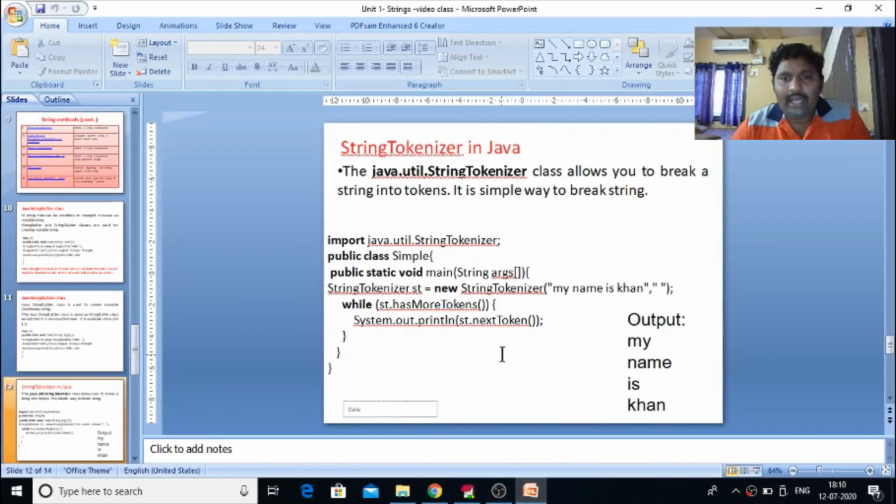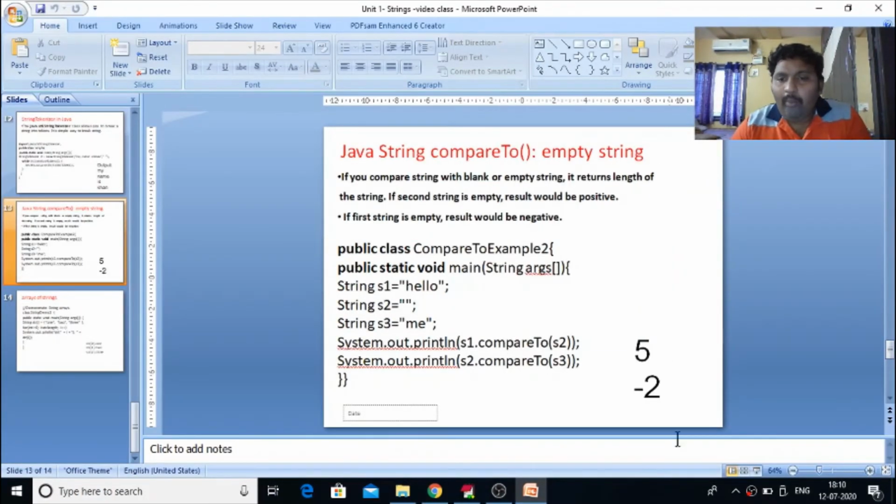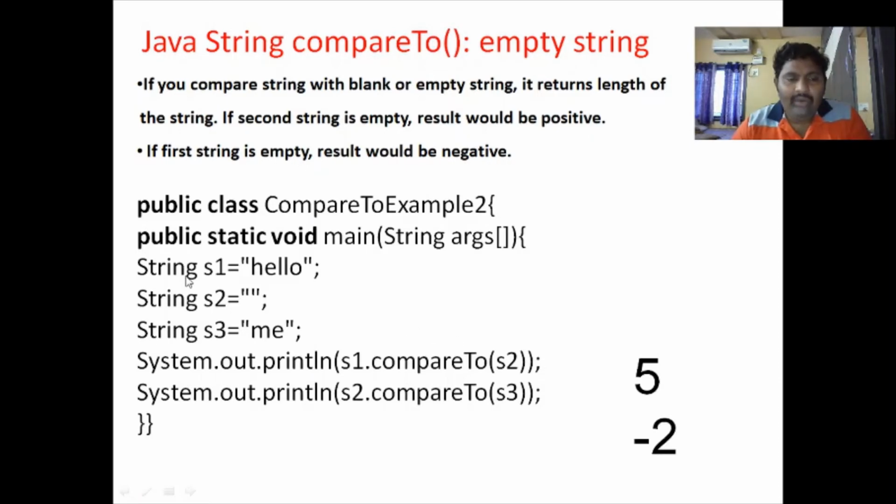So let us see the next concept: the compareTo method. Let us see how this compareTo method works. See here I have s1 equal to hello, s2 equal to empty, and s3 equal to me. If I compare s1.compareTo(s2), what is it showing? It is showing me 5. What is this 5?